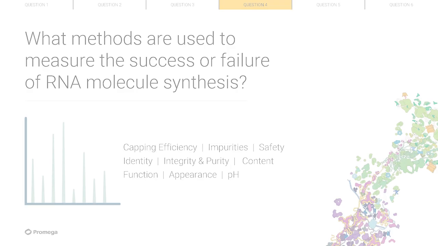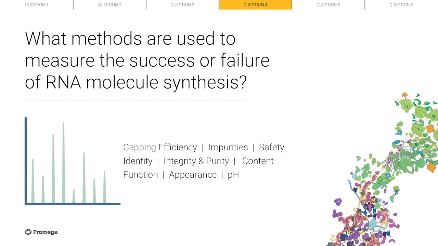What methods are used to measure the success or failure of a synthesized RNA molecule? Well, there are several methods that are used to assess the quality of synthesized RNA to ensure that the RNA produced is of high purity, it's the correct size, and that it's functional. So all of these mean that the synthesis was a success.